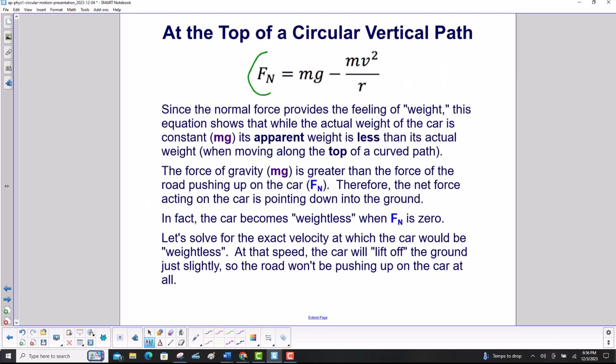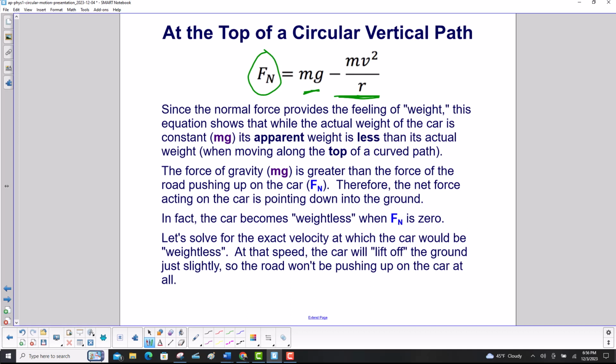Since the normal force provides the feeling of weight, this equation shows that while the actual weight of the car is constant, this mg here, its apparent weight is less than its actual weight. Now that's when it's moving along the top of a curved path, right? Because you're subtracting this term from mg. The force of gravity is greater than the force of the road pushing up on the car. Therefore, the net force acting on the car is pointing down into the ground. In fact, the car becomes weightless when the normal force is zero.